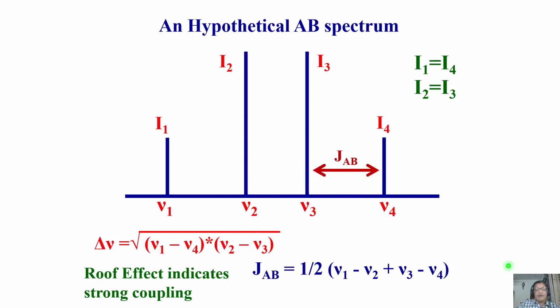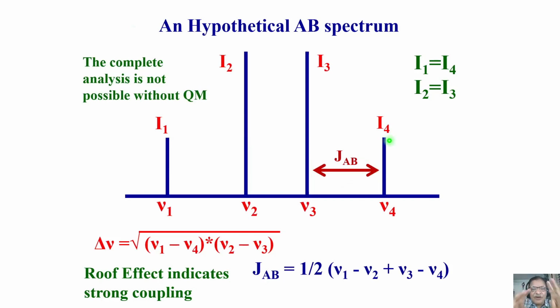You don't have to use this formula. Take the frequencies, measure the frequency separation between the outer lines, any two outer lines. This line or this line. That gives you the J coupling. Remember this point in the AB spectrum, how to analyze. This is a complete analysis of the spectrum.